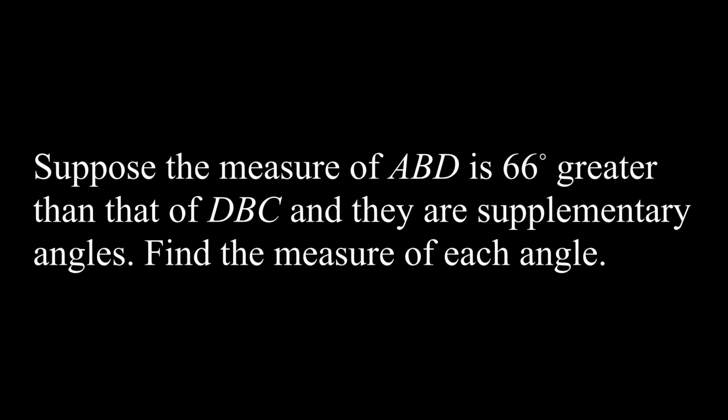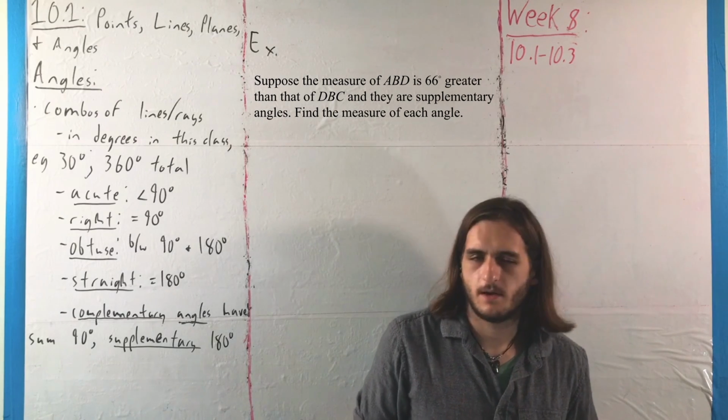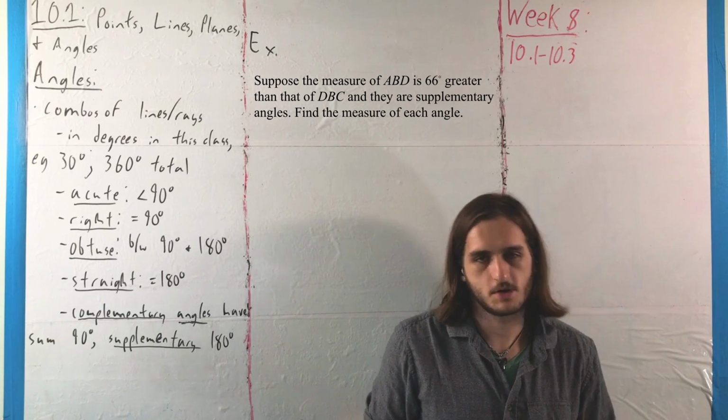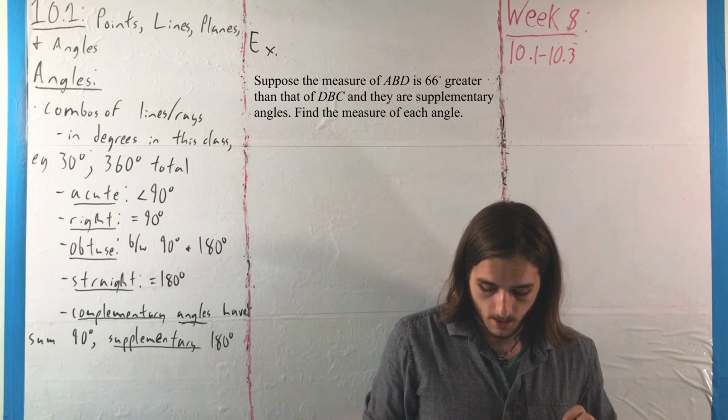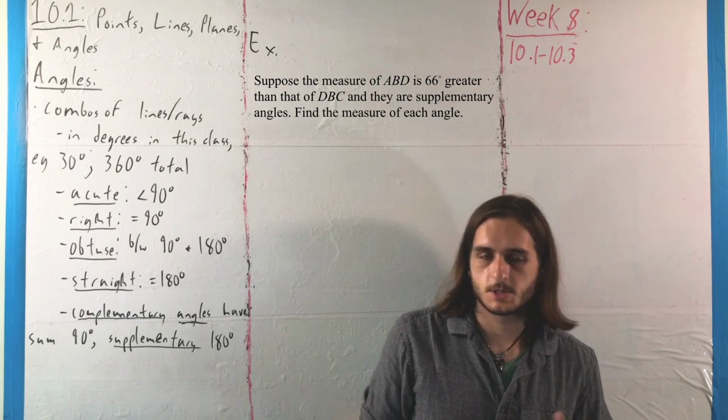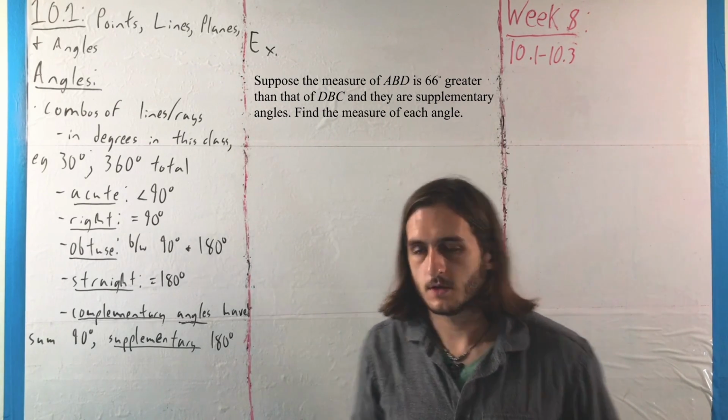So suppose the measure of angle ABD is 66 degrees greater than that of DBC, and they are supplementary. Find the measure of each angle. So here, this is one of those old problem-solving types of things that we need to figure out. We need to figure out what our parts are, where what we can do here is first make sure we understand to ourselves what we're looking for.